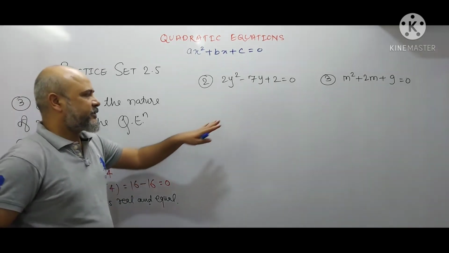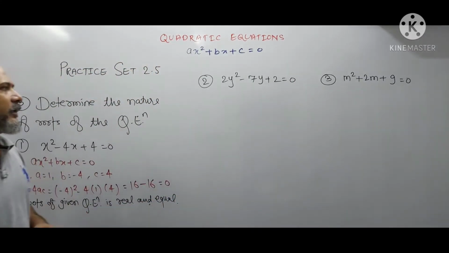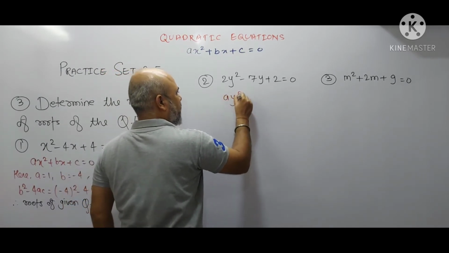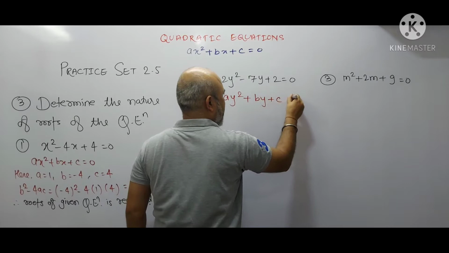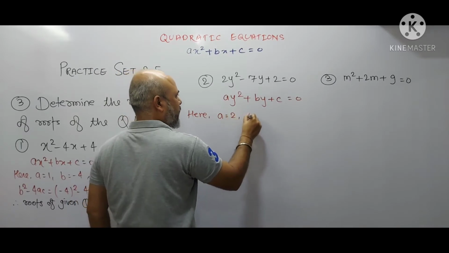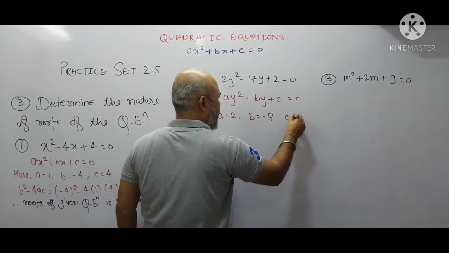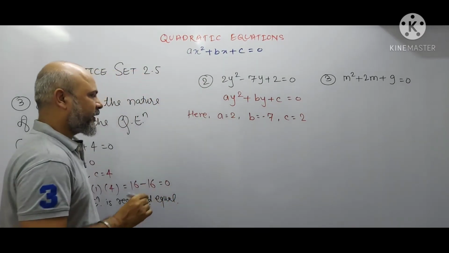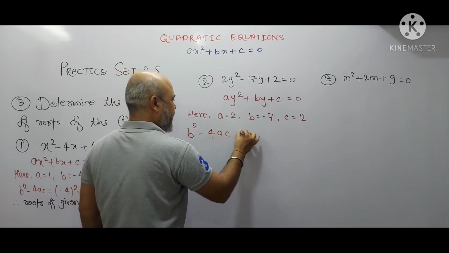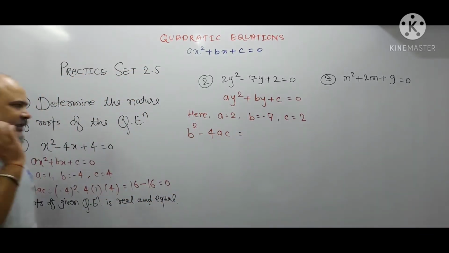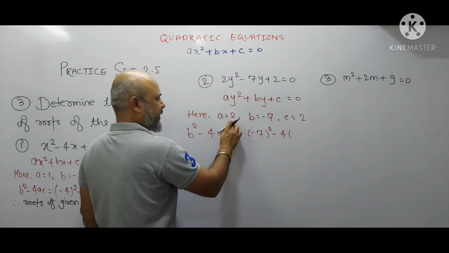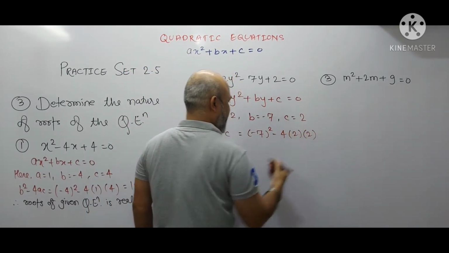Now we will solve the second quadratic equation. Again, here we will compare this with the standard form, that is ay square plus by plus c is equal to 0. Here the value of a is 2, value of b is minus 7 and value of c is plus 2. Now you will calculate the value of discriminant, that is b square minus 4ac. So what is b? b is minus 7. So minus 7 square minus 4. What is a? A is 2. And what is c? C is 2.